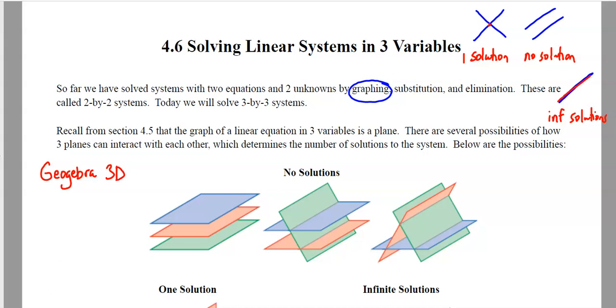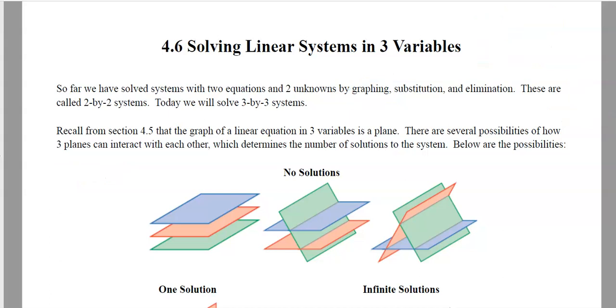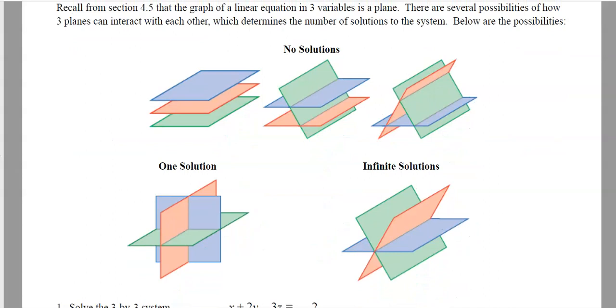So I say here that there are several possibilities of how 3 planes can interact with each other, which determines the number of solutions to the system. Below are some of the possibilities. Remember, to be a solution to the system, you have to be in the intersection of all 3. When you look at the no solutions, in this first version the 3 planes are all parallel to each other. They have no points in common, so it's no solution.